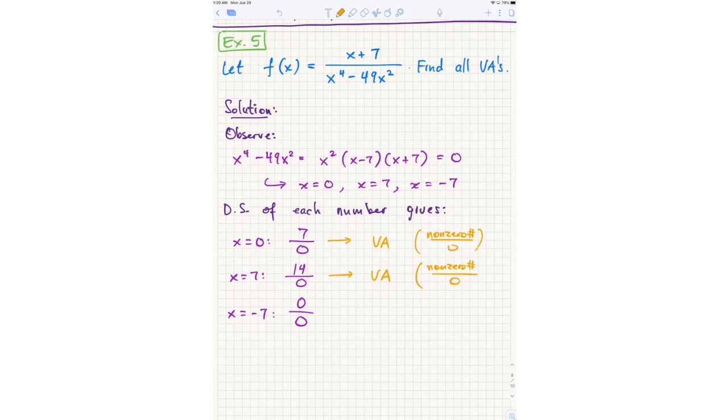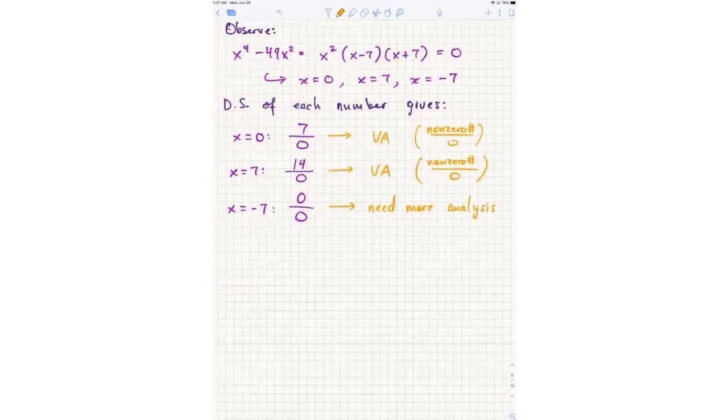Now, what can you conclude about x equals -7? What can you conclude? Need to check, right? Need more analysis. Okay, good. So we find the limit. Let's do the limit of this function as x approaches -7.